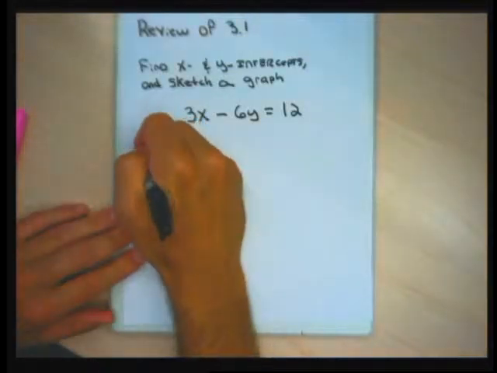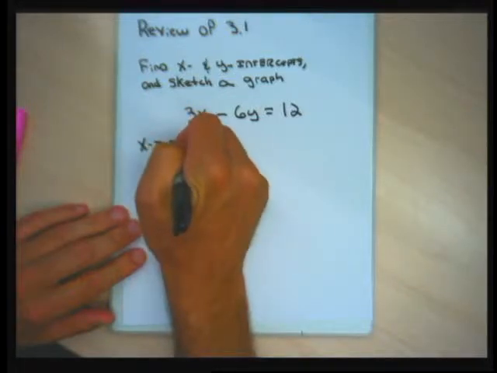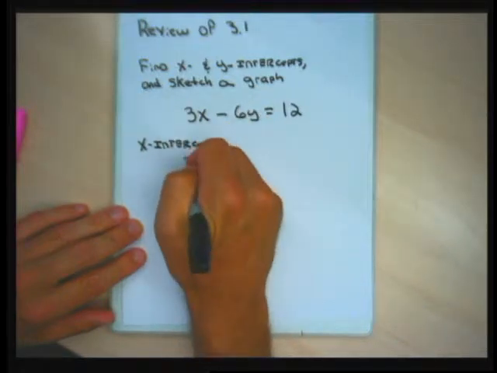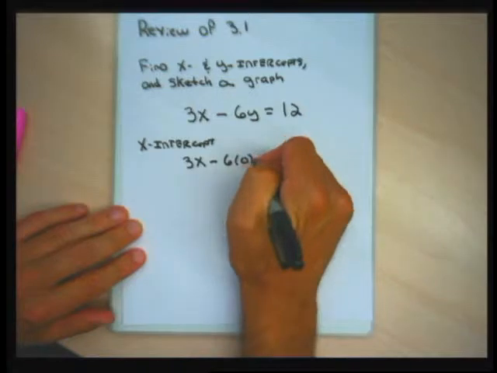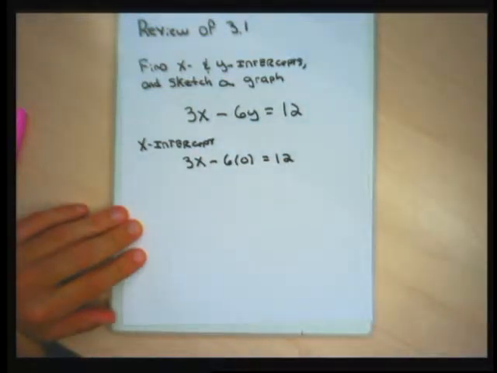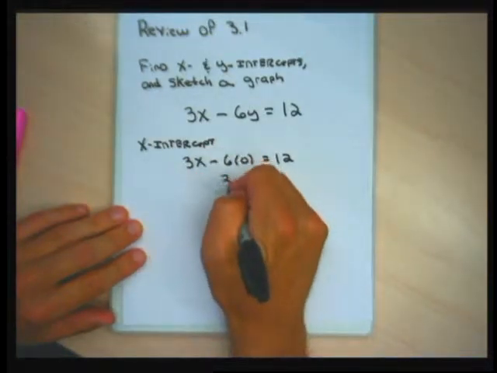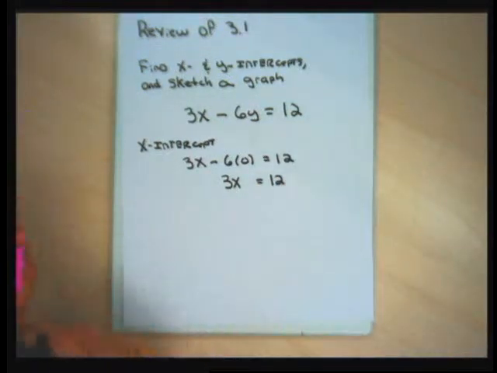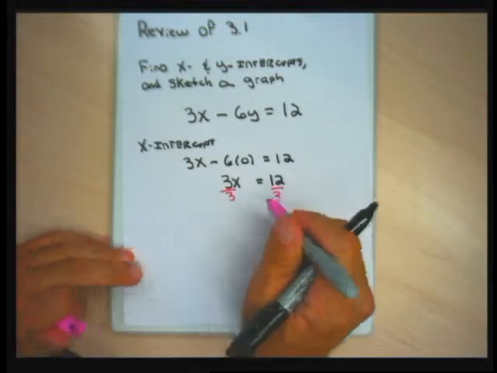So I'm going to find the intercepts first. The first intercept I'm going to find is the x-intercept. I find x-intercepts by plugging in 0 for y. So doing that computation, the 6 times 0 turns into a 0, which makes the left side simplify to be 3x. And I'll just divide both sides by 3 and get x equal to 4.